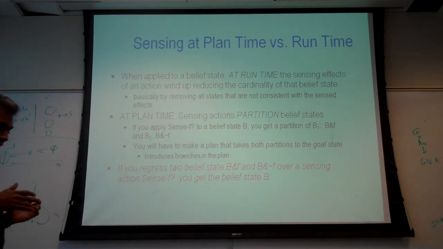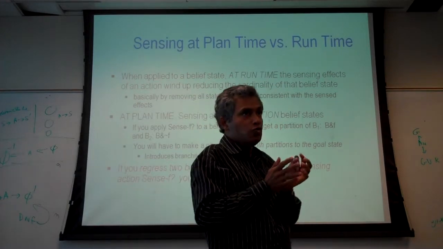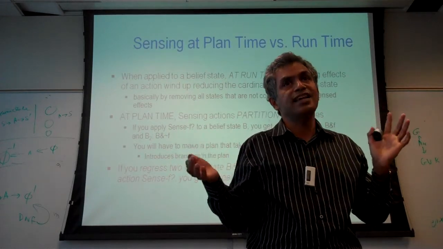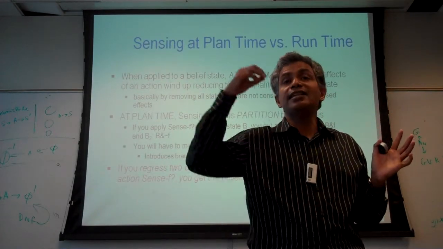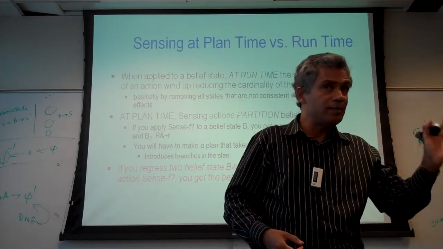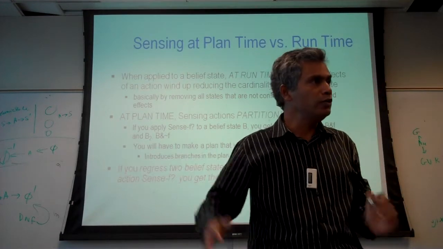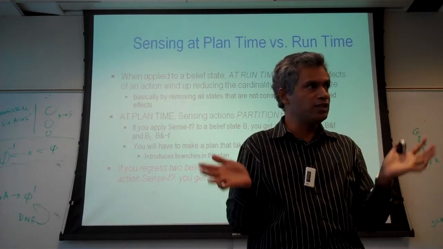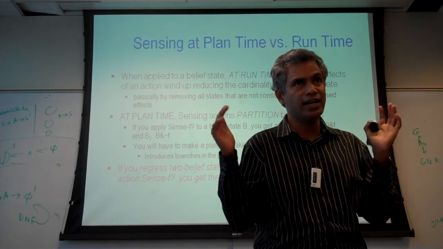But at plan time, the agent has to consider both possibilities. When you do this sensing action at runtime, it can say P is true, and it can say P is false. If it says P is true, what are you going to do? If it says P is false, what are you going to do? So in the plan, it introduces branches. So you'll get a tree plan.